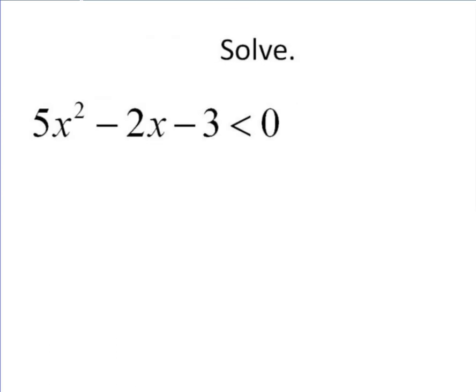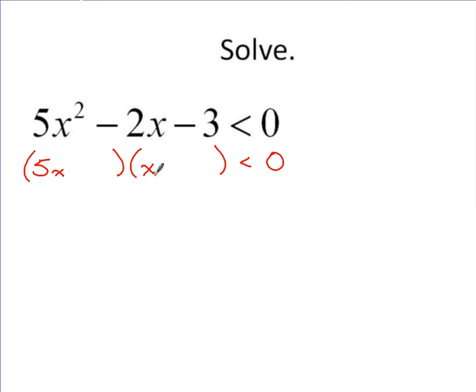Okay, so first things first, everything must be compared to 0 for the inequality, which it is. Second thing, you factor. As we factor this out, in lead positions, we need a 5x and an x, because that's the only combination that's going to multiply to give you 5x squared.